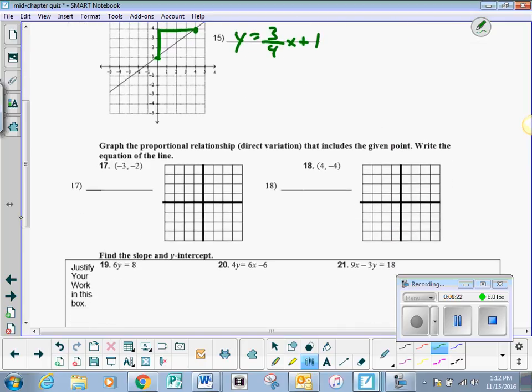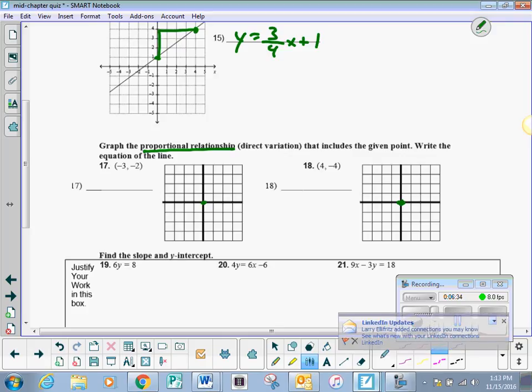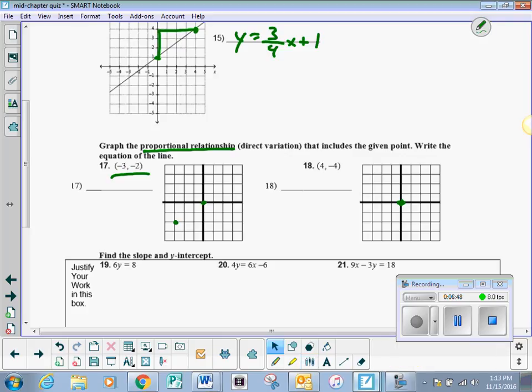Okay, these are proportional. What does that mean? They go through the origin. Cool, I'm going to graph that point right away. This one goes through the point -3, -2. This was probably the one that made me scratch my head the most. What in the world were they doing? Because I knew it was proportional, so I knew it went through 0, 0. It told me another point it went through. So now I just graph that point, and there's my line, right?